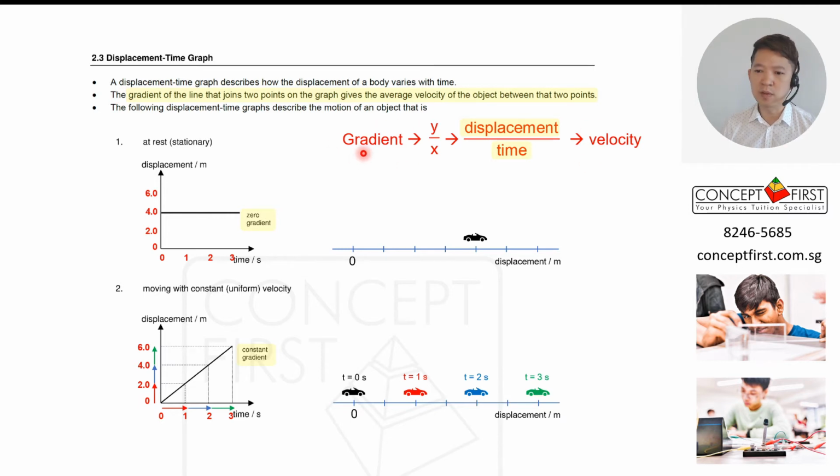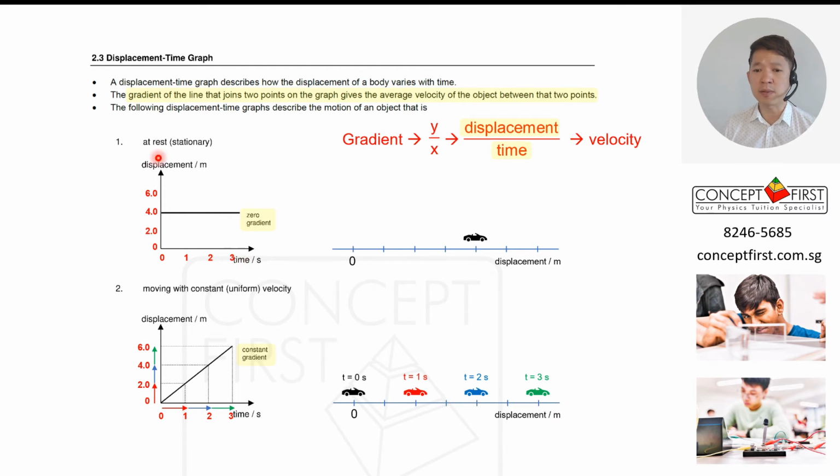Remember, a few minutes ago I mentioned that the gradient gave us the y-axis value divided by the x-axis value. So for a displacement time graph, the gradient tells us how much displacement change there is for every 1 unit time. And in my example, our 1 unit time will be seconds. If you can recall the formula from the previous video, displacement divided by time is therefore velocity. So just to sum it up, gradient gives us y-axis value divided by x-axis value, displacement divided by time.